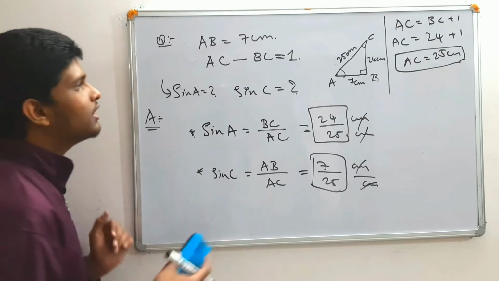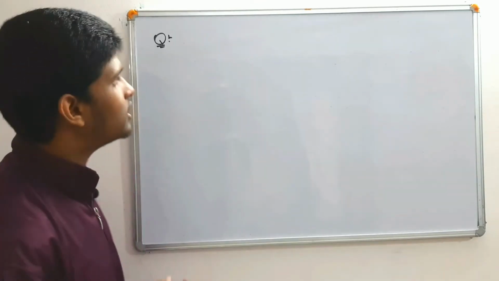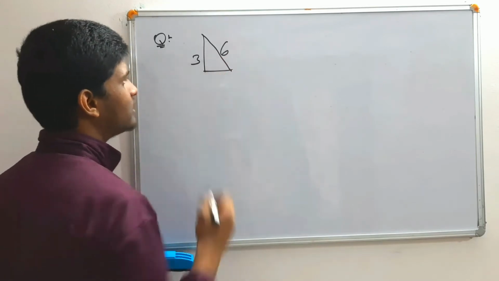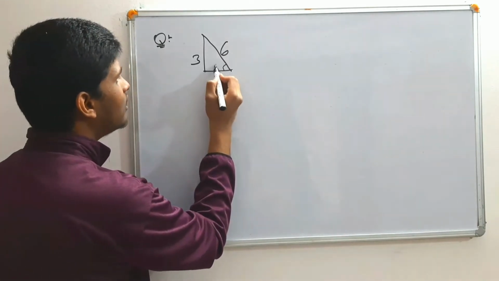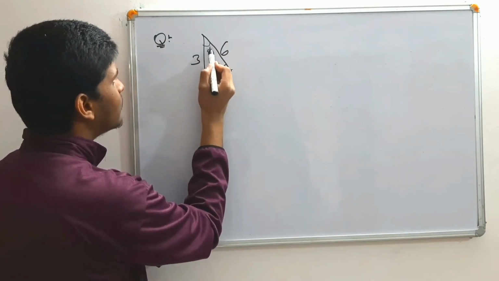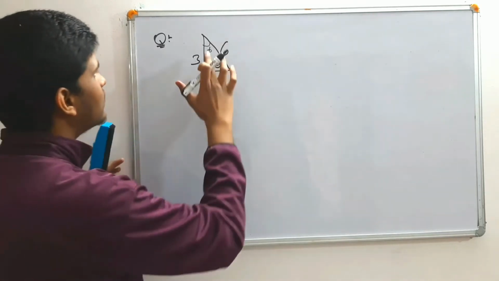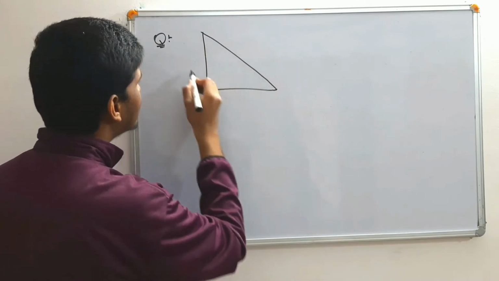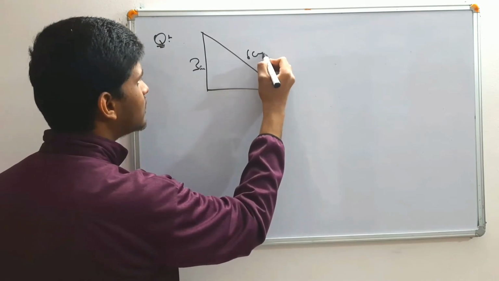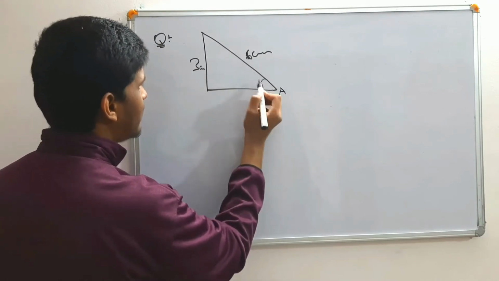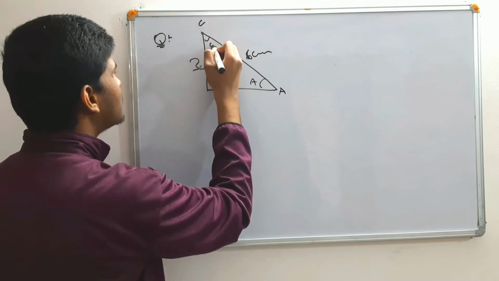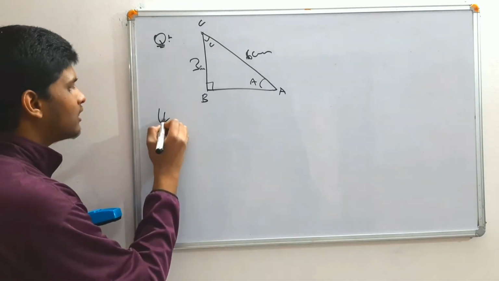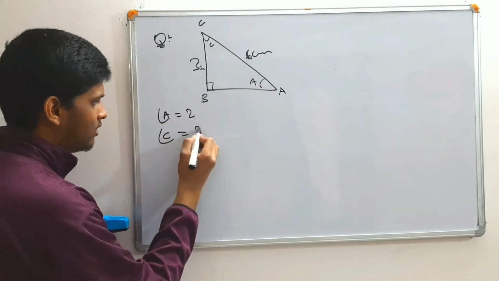And next, let's go to the second question. While coming to the second question, we are given again a right angle triangle, and this time this is 3 centimeter and this is 6 centimeter, and we should find this angle theta and this angle phi. For our convenience, we'll take this as 3 centimeter, this as 6 centimeter, this is angle A, and this is angle C, this is B and right angle, okay? So now we should find angle A. What is angle A and what is angle C?